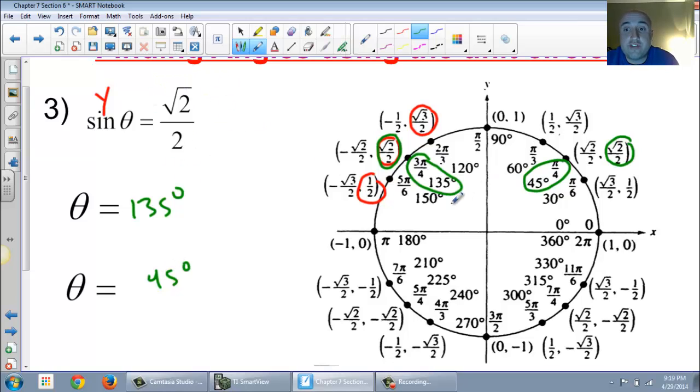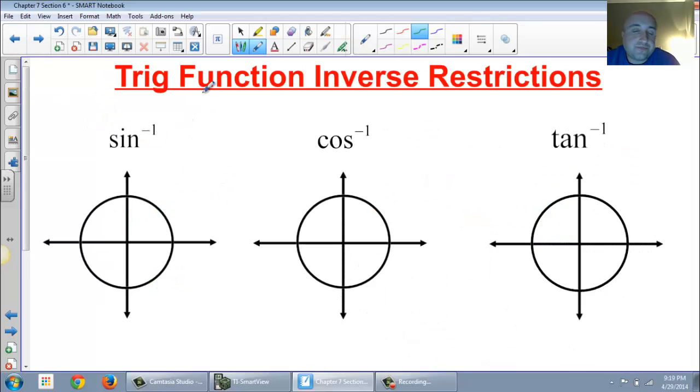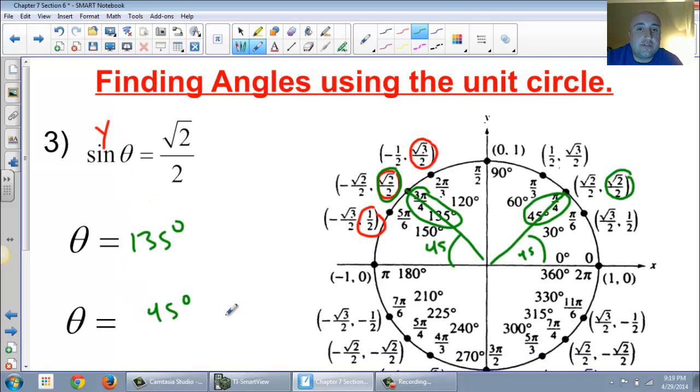And notice that they both have the same reference angle. 135 has a reference angle of 45, and 45 also has a reference angle of 45. So that's not a coincidence. Okay, let's look at another one. Why are there two? And how do we figure out which one the actual answer is?